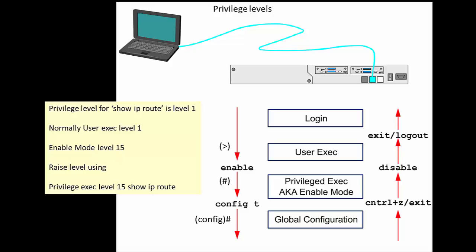For instance, show IP route has a privilege level of 1, which means it will execute at the user exec level and upwards. What we could do is stop people from using show IP route at the user exec level by raising its privilege level to 15. See the command at the bottom, privilege exec level 15, and then the command show IP route. And I will cover the abbreviations of that command as well.